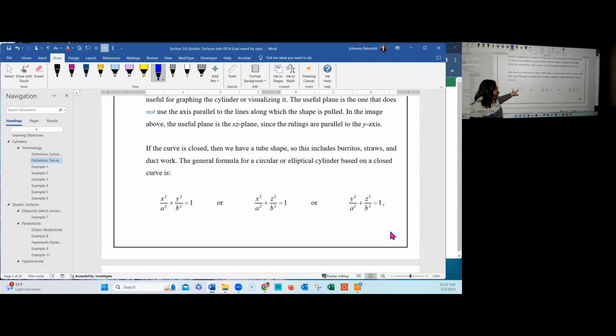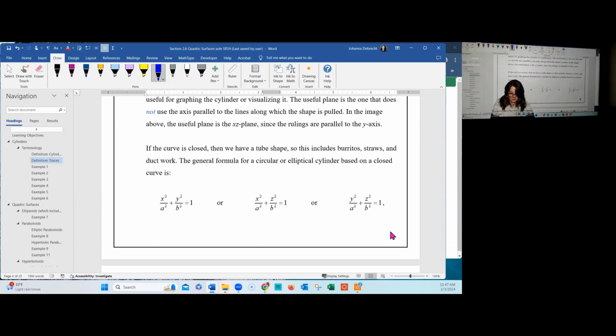In the first case, we can see that it mentions X and Y. So the base shape is in the XY plane, so the rulings must be parallel to Z. The second mentions the XZ plane, so the rulings are parallel to Y. And the last one over here mentions the Y and Z, so the rulings are parallel to X.